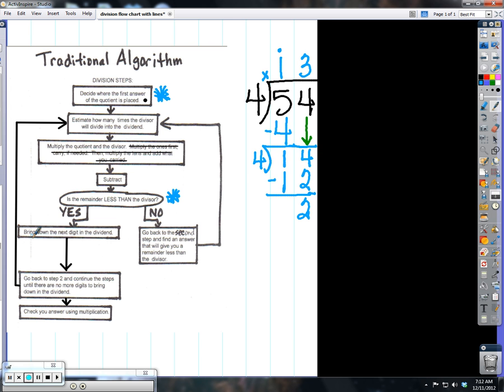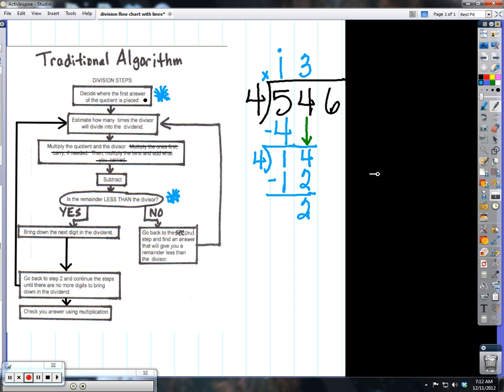So yes, bring down the next digit in the dividend. So scoot our paper over, extend our work line, and bring down the next digit in the dividend, which is 6. And once again, we're going to go back to step 2 and continue until there are no more digits to bring down. If you notice, it just keeps looping over and over again.